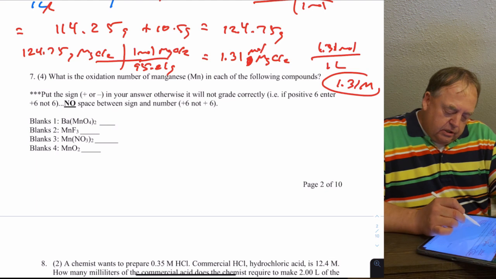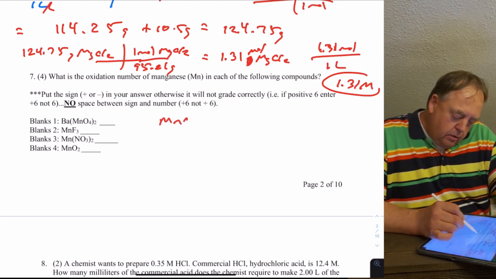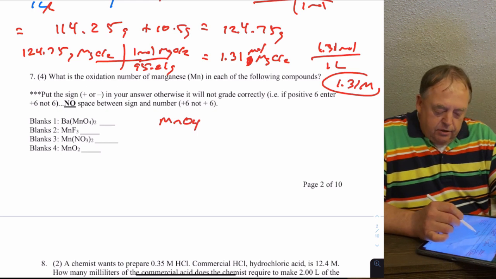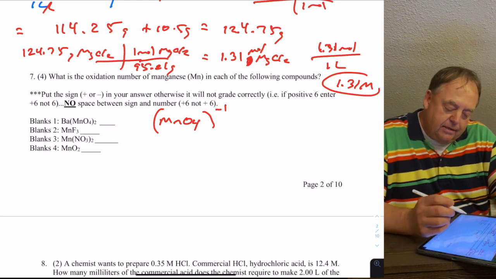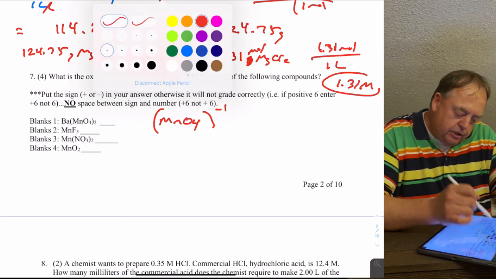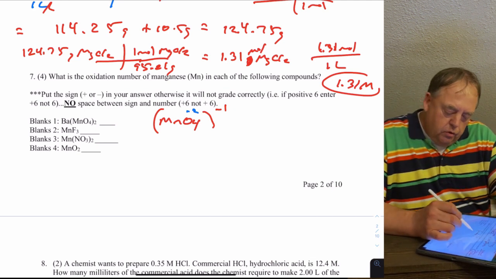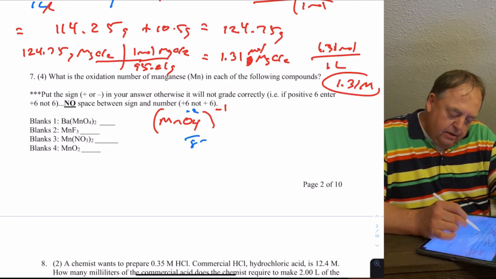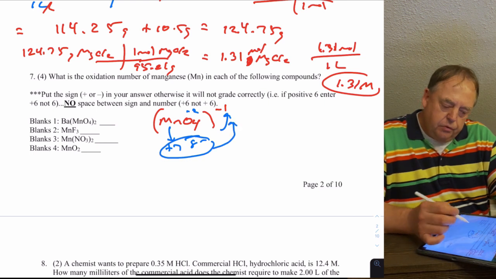Okay, number 7, what's the oxidation number of manganese in each of the following compounds? Okay, so MnO4. And again, to solve these problems, you have to know the charges on these polyatomic ions. You have to know that permanganate is MnO4 -1. And then you have to know that oxygen is always -2 unless it's O2 or H2O2. So that would give you 8 negatives. And so manganese must balance that to -1. So manganese must be +7. +7 and -8 gives you -1.